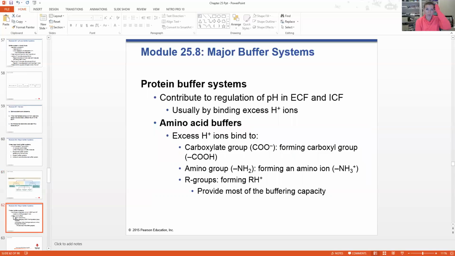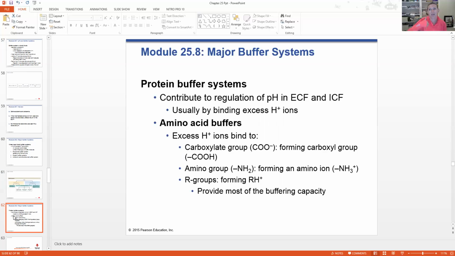So these protein buffer systems contribute to the regulation of pH inside and outside of our cells, usually binding excess hydrogen ions. The amino acids in our proteins can bind to hydrogen ions that are accumulating. The carboxylate group, COO-, can form a carboxyl group, COOH. The amino group can form an amino ion, NH3+. And the R groups can also bind to hydrogen. And this is the majority of the buffering that goes on with our proteins.